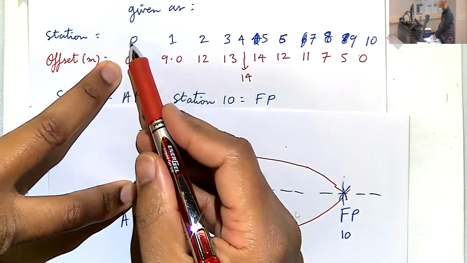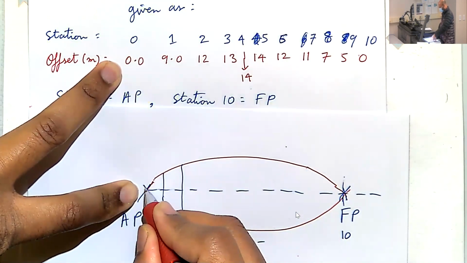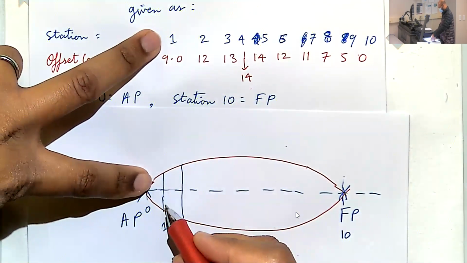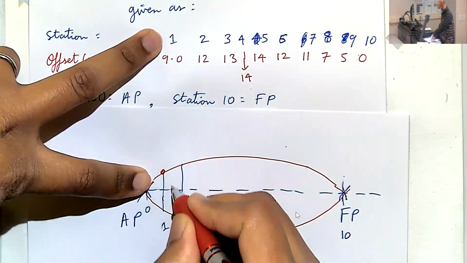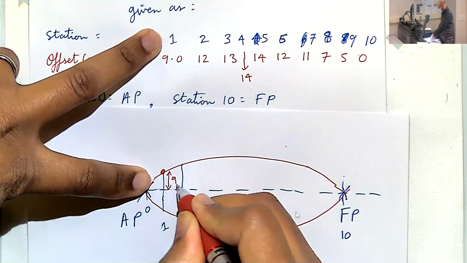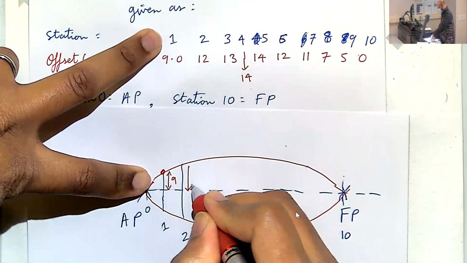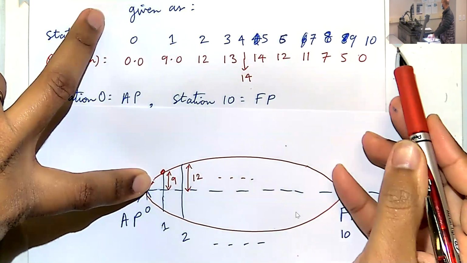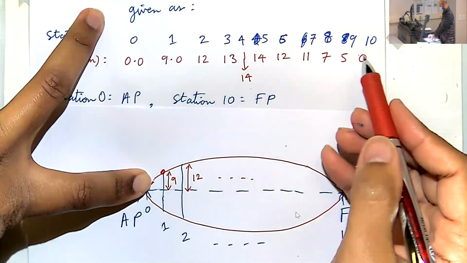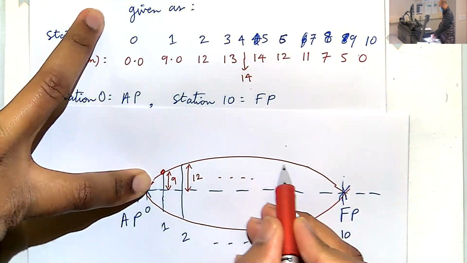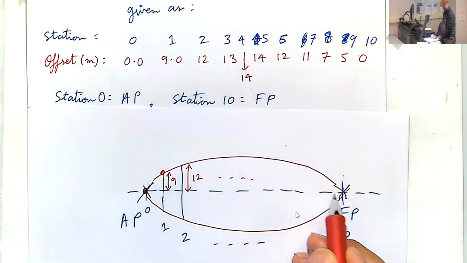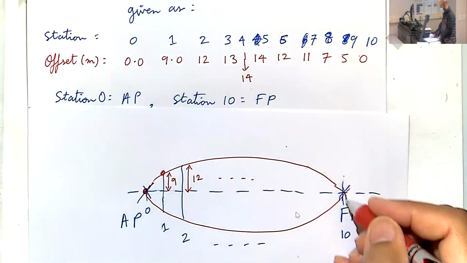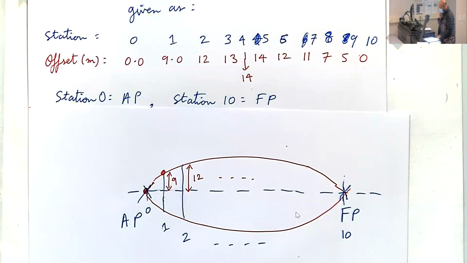Okay, so you see at station 0 the y value is 0. Station 1, the y value is 9. This is 12, and so on. Once we reach station number 10, that's the end point. Again, the y value is 0. So our hull comes back and basically comes down to 0 span.